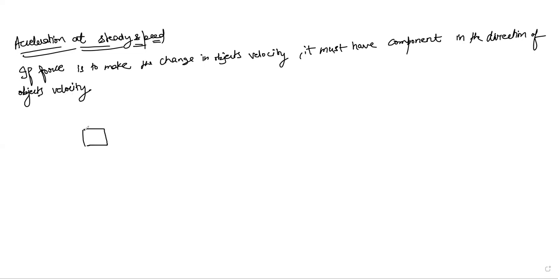Example, let's say this is an object. It is moving on the ground in this direction, horizontally. If you apply any force like this in this direction, or maybe vertically upward, do you think it will change the object's speed? No, sir. Why? Because it is acting at right angle to this. But if you apply force in this direction, do you think now it will affect the object's velocity? Yes, sir, it will affect the object's velocity.